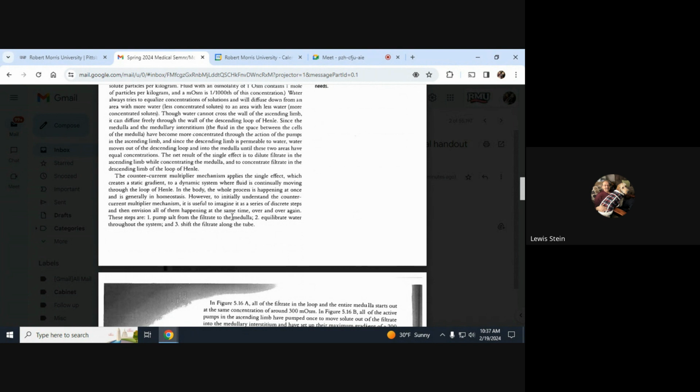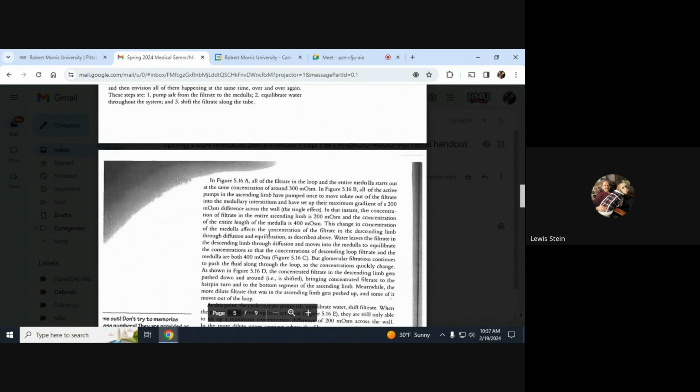The first thing we think about is losing the water. But for our purposes, let's think about the salt, because they get rid of the salt from the filtrate. They pump the salt out of the ascending limb. It equalizes with the water, and then they shift the filtrate along the tube. So they start out at the same concentration, and as things start to move, we begin to see changes.